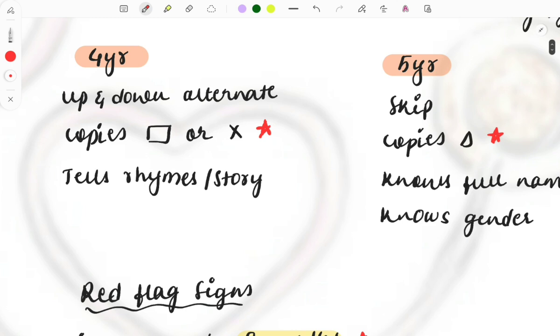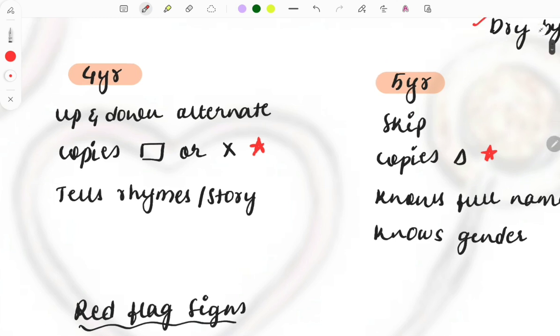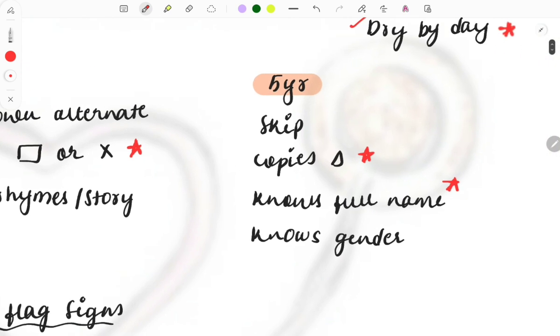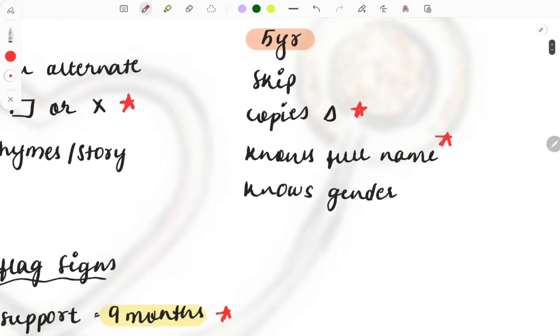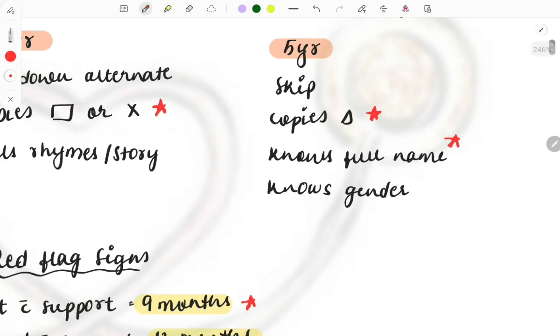Then in the fourth year, the thing which you must remember is copy a rectangle or a cross. ठीक है, बस इतना याद रख लेना fourth year के लिए. And fifth year के लिए copy a triangle and knows full name and gender. Okay, so a PYQ was asked describing all these things and they had asked what is the age of the child. So it was 5 years.